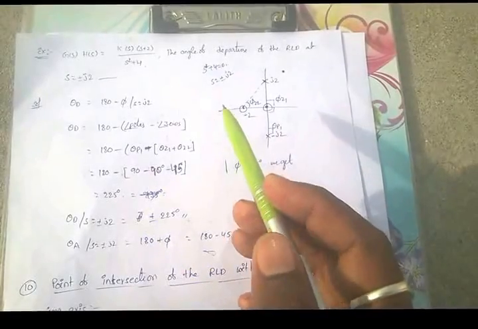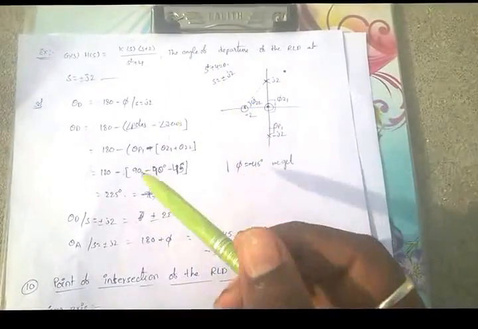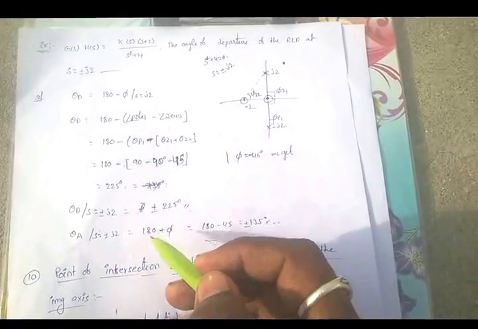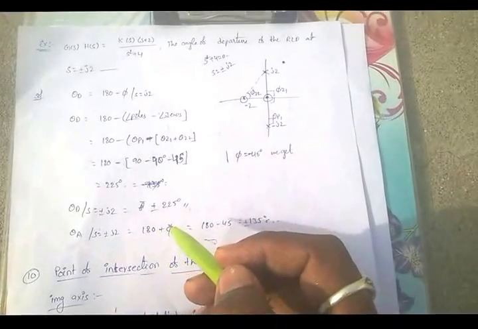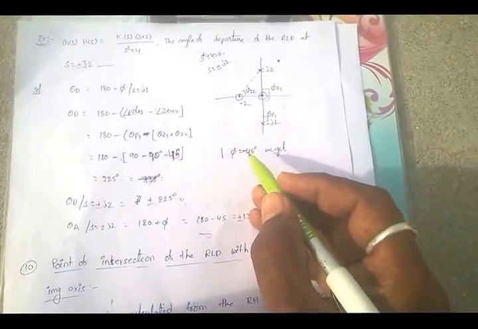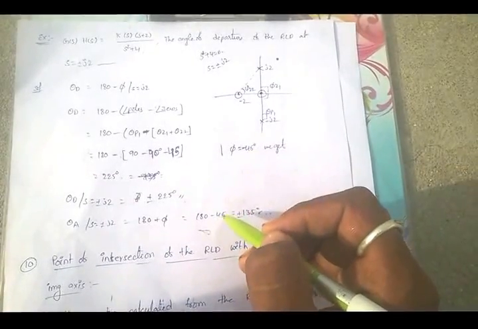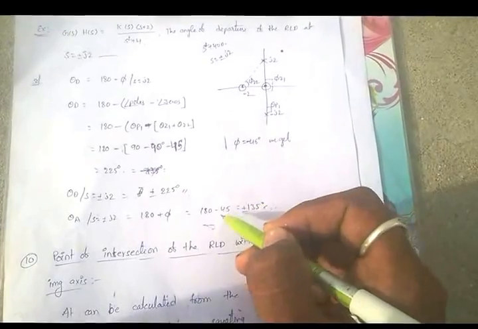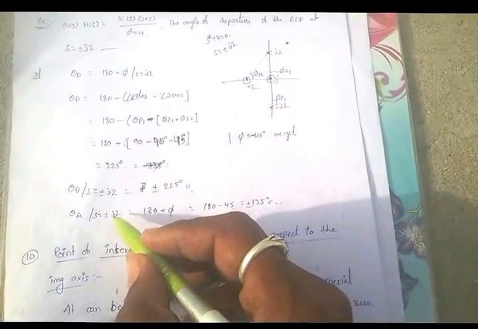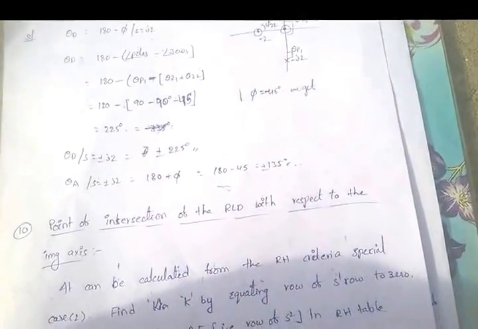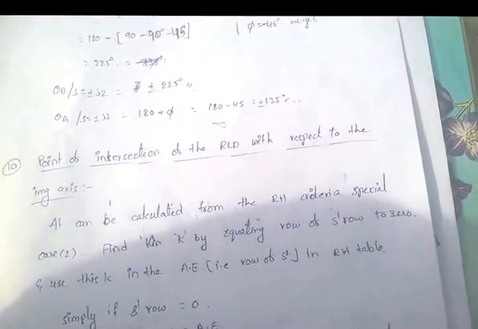If it also asks for the angle of arrival, then theta a equals 180 plus phi. For this, 180 plus phi means 180 minus 45, which equals plus or minus 135. That means for plus or minus j2 it is plus or minus 135. In this way we can calculate the angle of arrival and angle of departure.